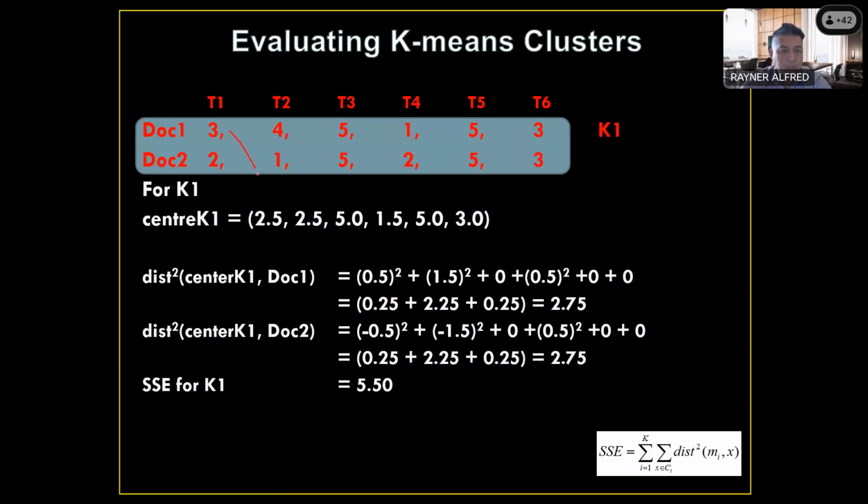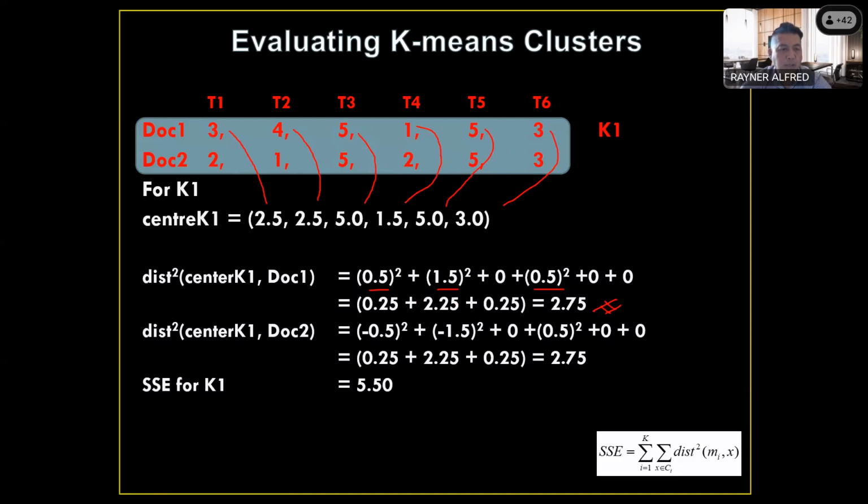For this one, we take the difference between this and that. So that is 0.5. And then 4 with 2.5, that is 1.5. 5 with 5, 0. 1 to 1.5 is 0.5. And then this is 0, 0. Okay, we take the square, we sum up, and this is the value.